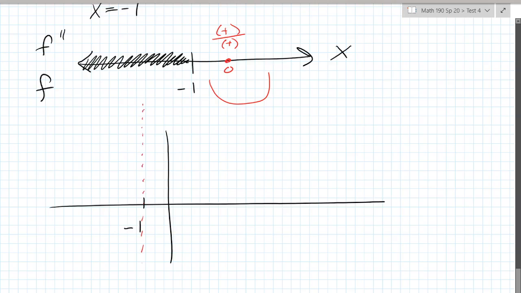Vertical asymptote, 0, 0. Said it was from here, decreasing, concave up, minimum, increasing, concave up to positive infinity, something like that. And that is the end of the problem.